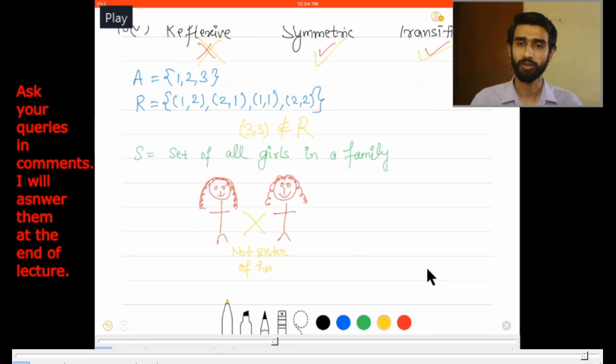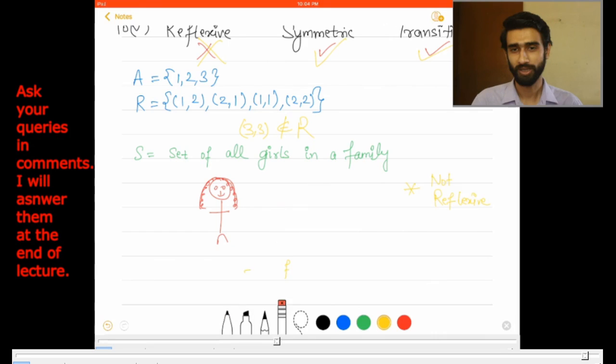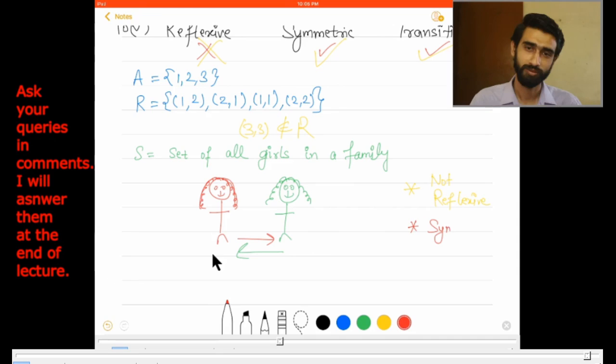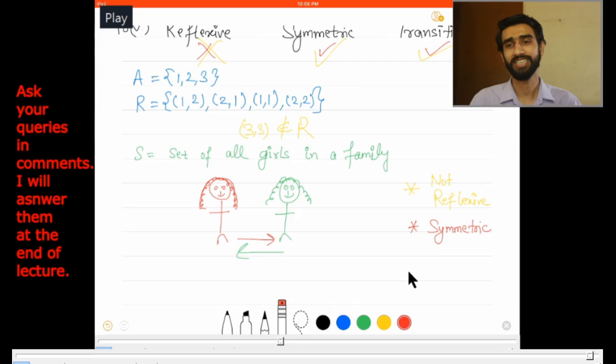Done. Now for symmetry, I need two girls. So I will draw a second girl. So red girl and green. So if red is sister of green girl, then green must be sister of red. Remember, I am defining all the girls in my set, so there can't be any boy. So if red is sister of green, then green must be sister of red. So this relation is symmetric.